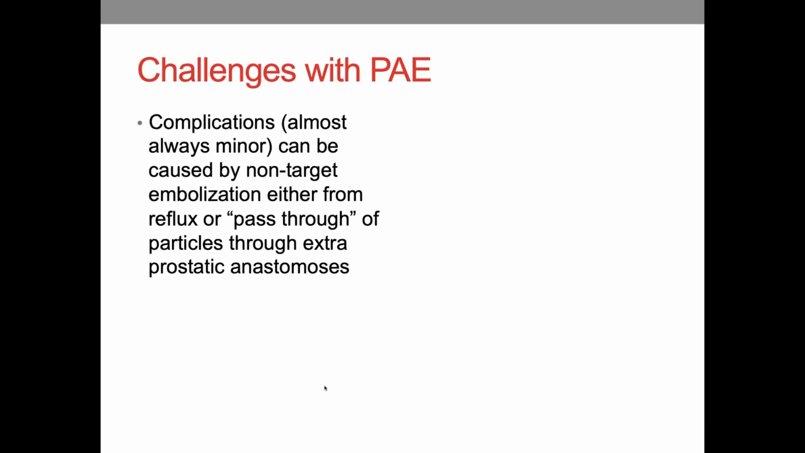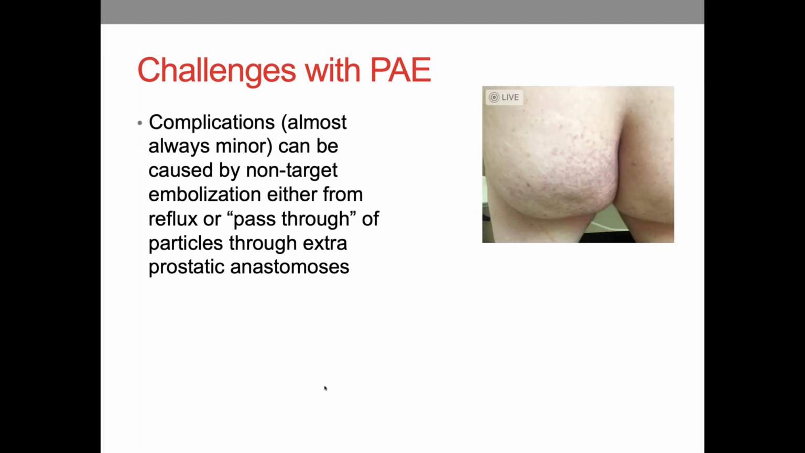Also, what we try to avoid, obviously, are complications from non-target embolization. Now, if you know about PAE, you know it's very safe. The chance of having a major complication from a PAE is less than 0.5%. But still, we want to try to eliminate as many of the minor complications as possible. You can see here there was a non-target embolization to the inferior gluteal artery and it resulted in this skin discoloration. Now, why does this happen?